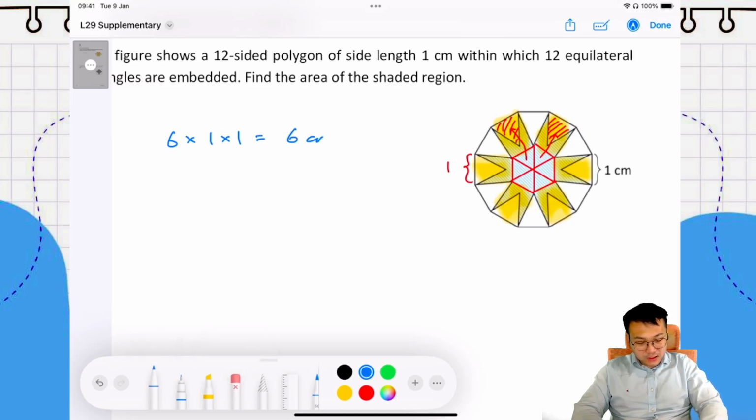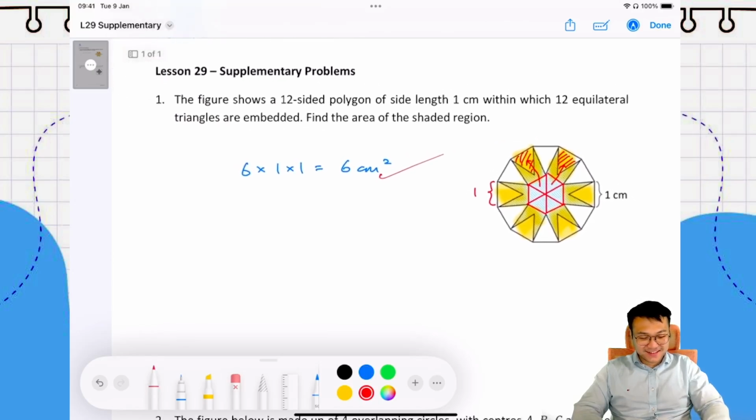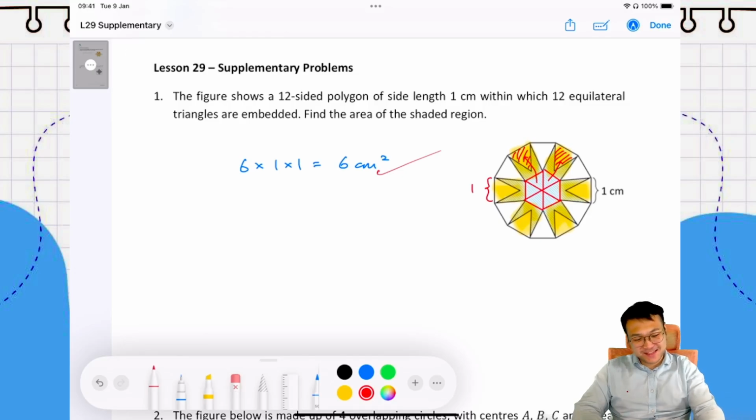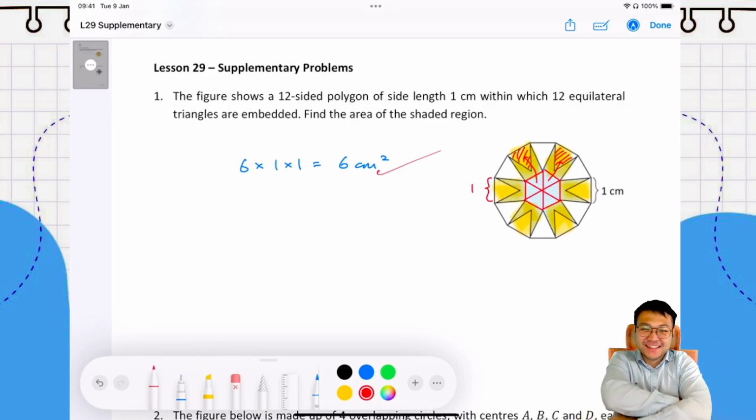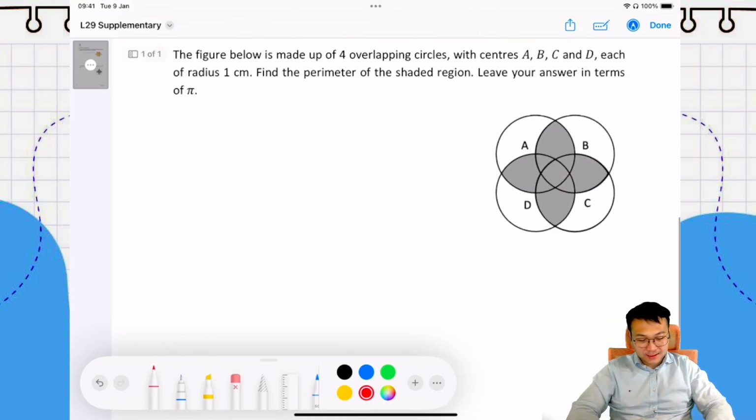Therefore, the shaded region is 6 square centimetres. Amazing. From something so complicated, it becomes 6 squares, right? So this is the power of visualization. Okay, let's practice the power of visualization below.